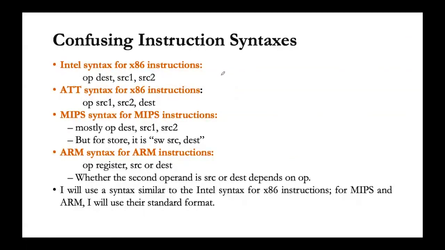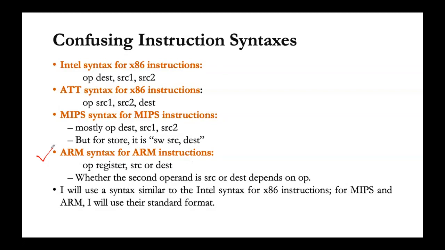Now, this is a little bit of a confusion. For Intel, the operation comes first, then destination, then source 1, source 2. For AT&T, destination goes last. For MIPS, it follows the Intel syntax, but for storage purpose, it follows only this format: opcode, and then the storage one, source and destination.